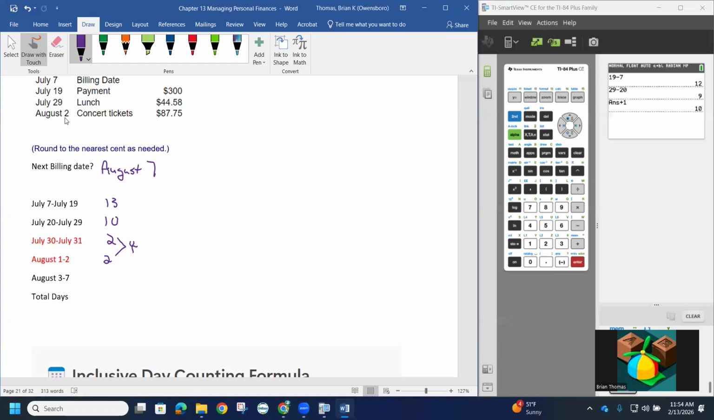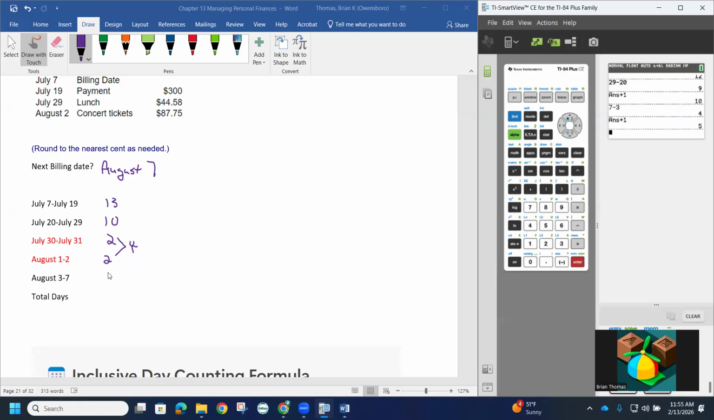Now, we don't have any more transactions after August 2nd, but note that our billing date goes all the way to August 7th. So we've got to keep account of that. We still have to go from August 3rd to August 7th. So how many days have gone by? Again, you can go 7 minus 3, which is 4, the end date minus the start date. And if I add 1 to that, that tells me how many days have gone by, which would be 5.